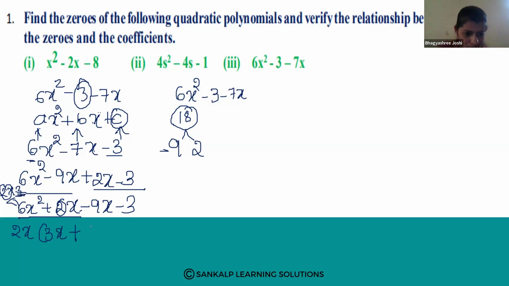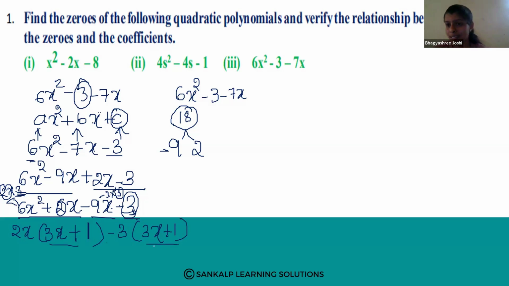Next, minus 9x minus 3. What remains in the bracket? 9 can be written as 3 into 3. Here also 3 is there and here also 3 is there. So I will take minus 3 common. What remains in the bracket? 3x, and since 3 is already taken common, 1 remains. Minus into minus is plus 1: 3x plus 1.